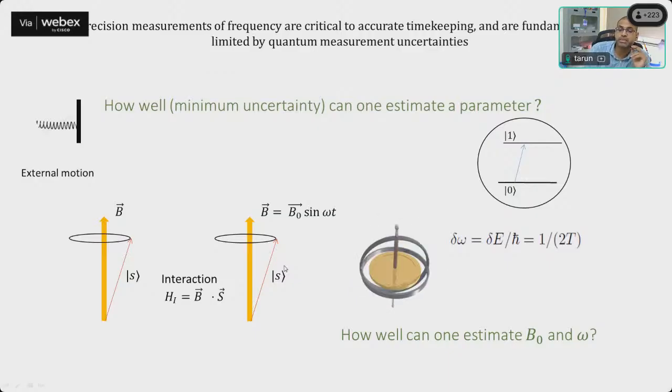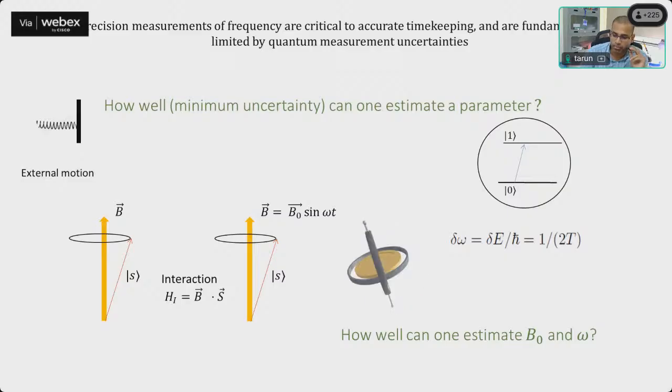But what is going to happen if this magnetic field is an oscillating magnetic field? Then it will not be that easy to estimate the frequency with high precision, with minimum uncertainty. What will be the minimum uncertainty? What we know so far is that it depends on the Heisenberg uncertainty principle. What I have written over here is that the uncertainty in frequency is proportional to 1 over t, where t is the observation time or the experimental time. So that is the precision determined by the Heisenberg uncertainty principle. That is the limit. You cannot go beyond that.